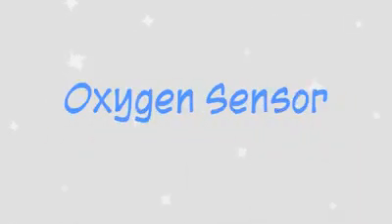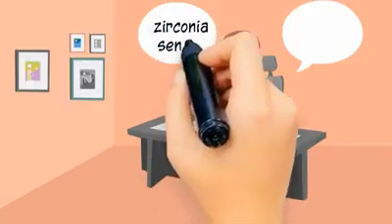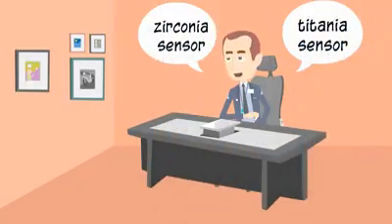Oxygen sensor. It measures the proportion of oxygen in the exhaust and the amount of fuel consumed by the engine. There are two types of oxygen sensors. One is zirconia and the other one is titania.